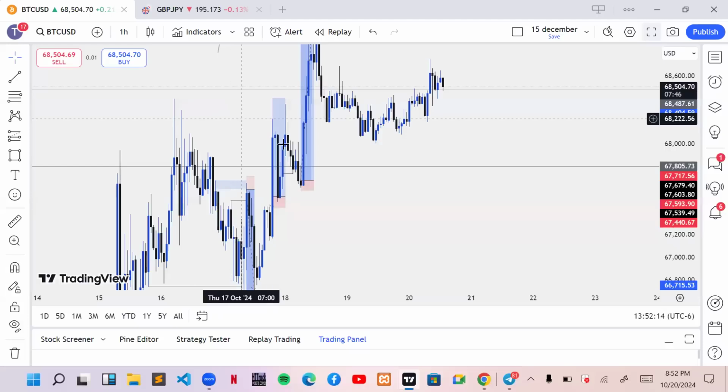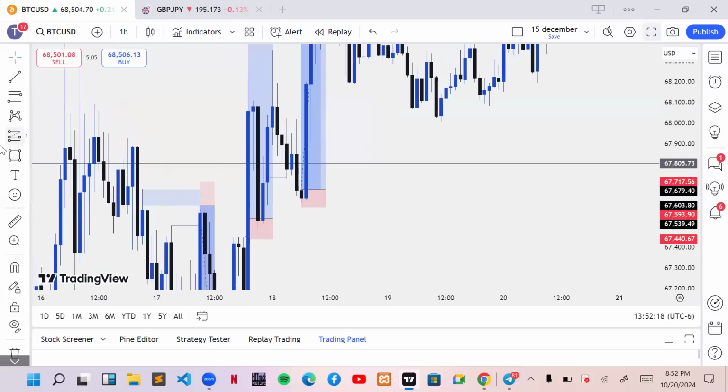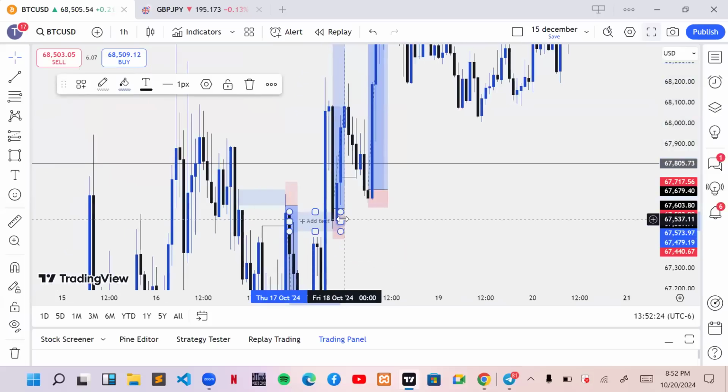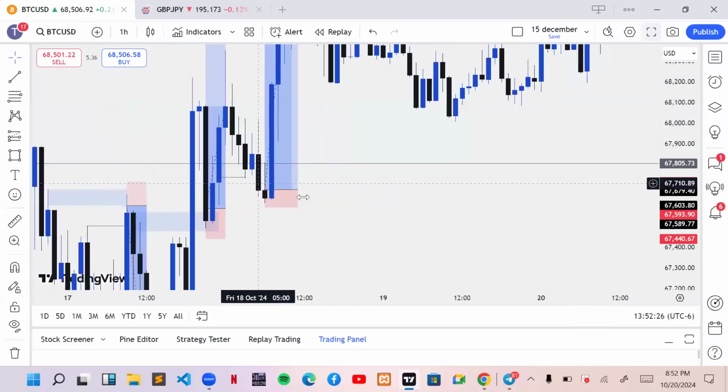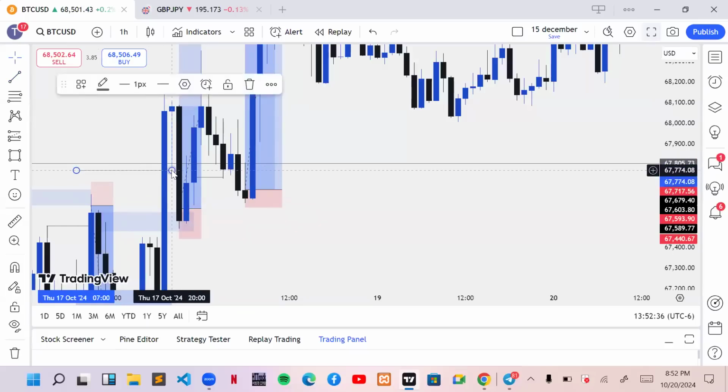For the trade on GJ, for the trade on BTC, I took this trade from this breaker block right here. Why did I take this trade from this breaker block? Because there was a break of structure up here, and the first pullback the market made is actually this. This is the first pullback right here. So this is the inducement. You can see this weak high right here. This is our inducement.